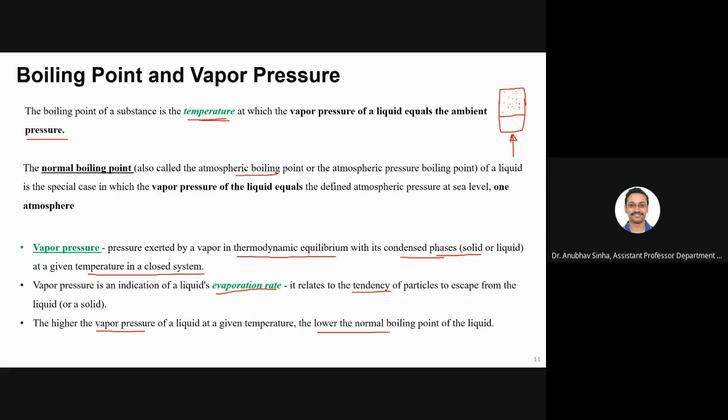Is this clear? I suggest you read it again, and if you have any doubt, we can discuss again. These are the basic defining statements for this particular topic.